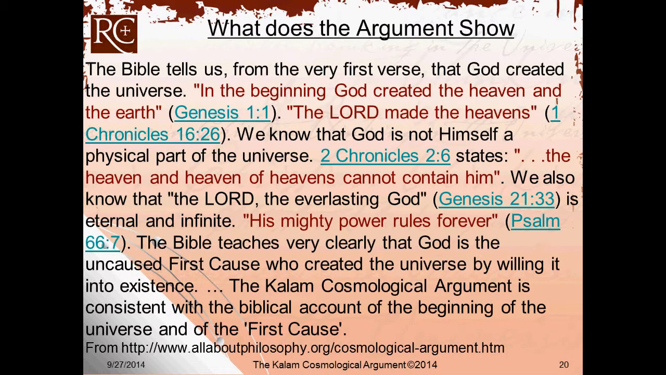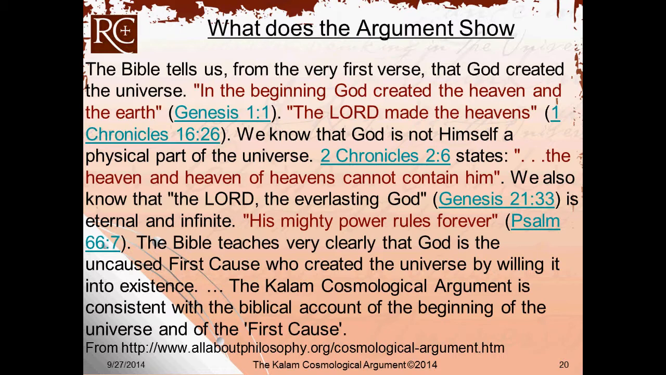So, what does this argument show? Well, the Bible tells us from the very first verse that God created the universe. In the beginning, God created the heaven and the earth, Genesis 1:1. The Lord made the heavens, 1 Chronicles 16:26. We know that God is not himself a physical part of the universe. 2 Chronicles 2:6 states, "The heaven and heaven of heavens cannot contain him." We also know that the Lord, the everlasting God, is eternal and infinite. His mighty power rules forever, Psalm 66:7.